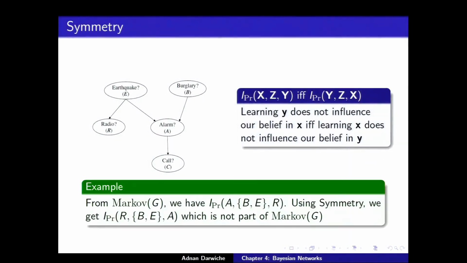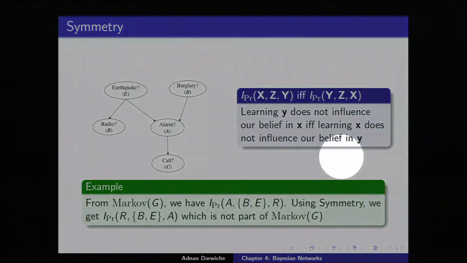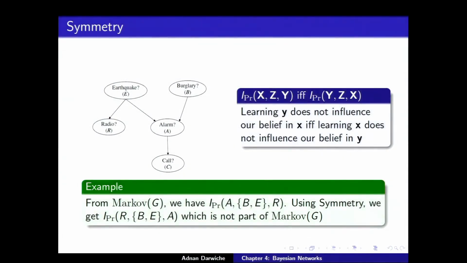So just to give you a quick example here, if you look at this DAG and you look at the Markovian, you find that this thing is there in the Markovian assumptions. Using symmetry, then we can also get this by just flipping the A and R. But that's not literally inside the Markovian assumptions. This is one example, right? Symmetry. And now we're going to do another property.